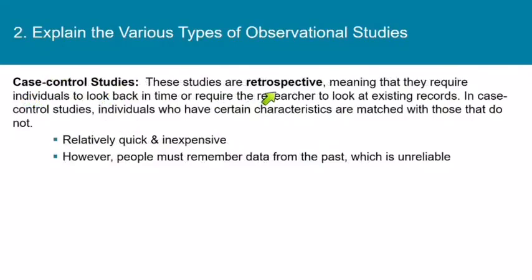Now let's look at case control studies. These studies are retrospective, which means they require individuals to look back in time, or they require the researcher to look at existing records. And in case control studies, individuals who have certain characteristics are matched to those who do not. So these are also relatively quick and inexpensive. However, people must remember data from the past, which is unreliable.